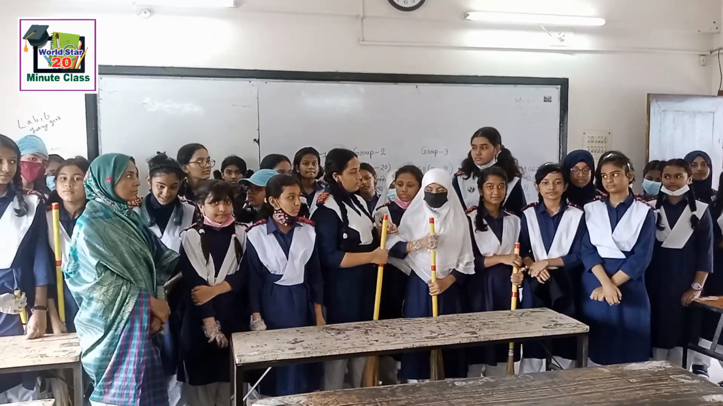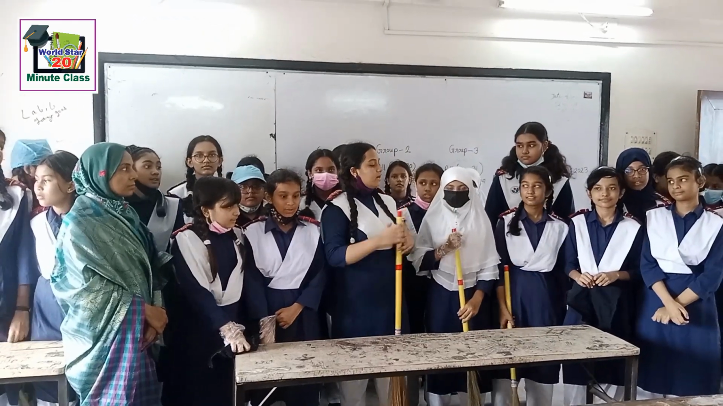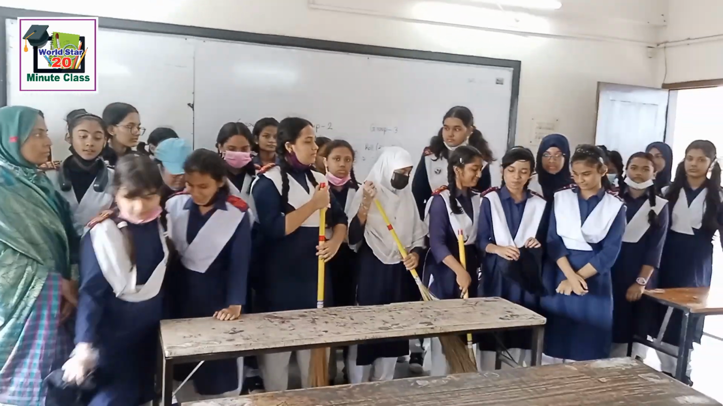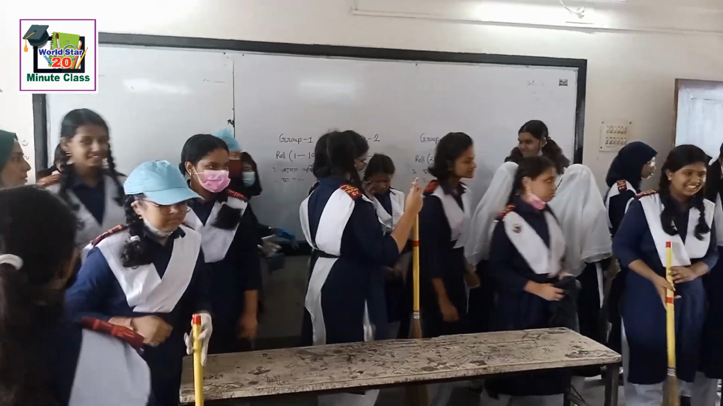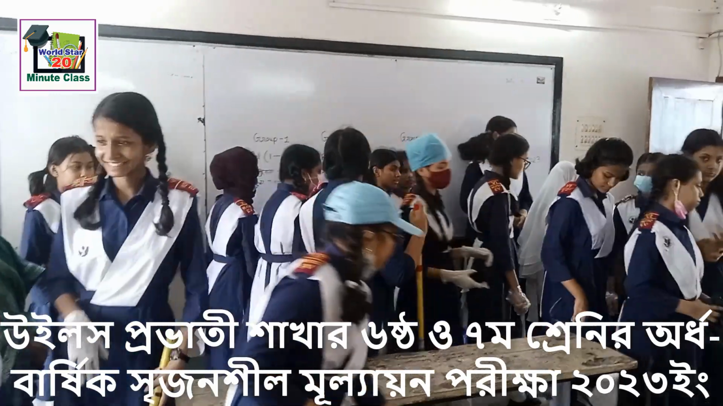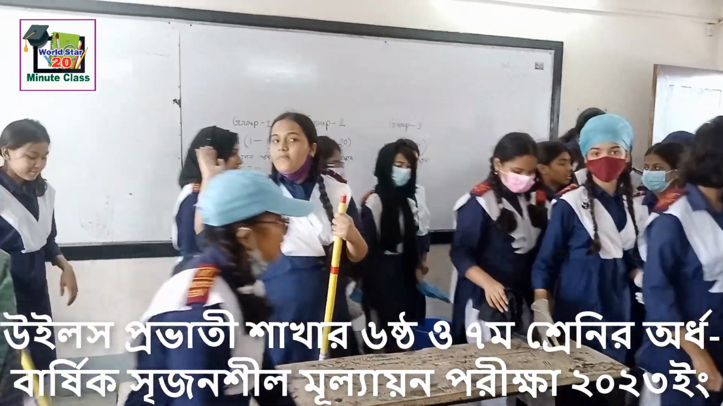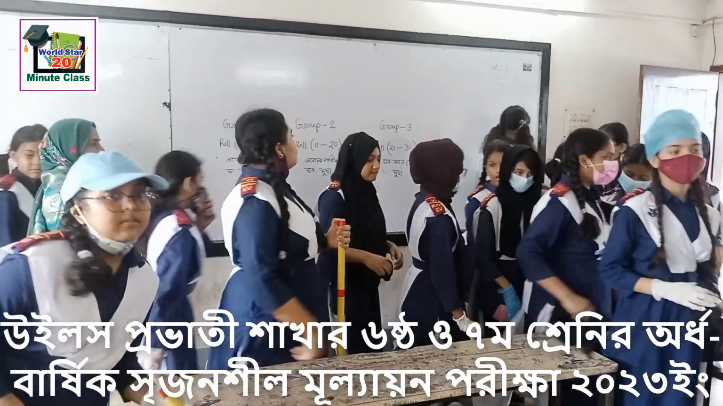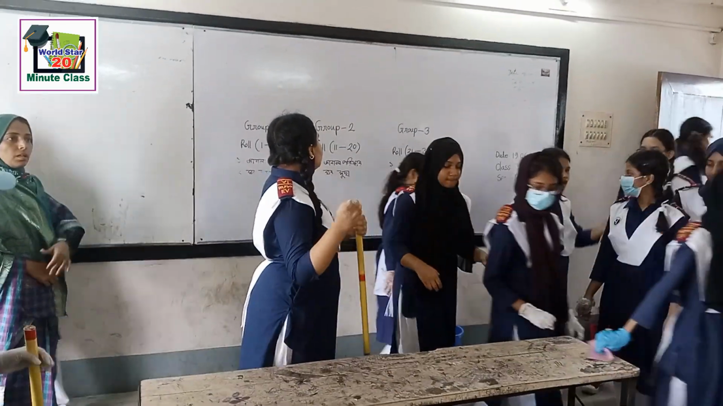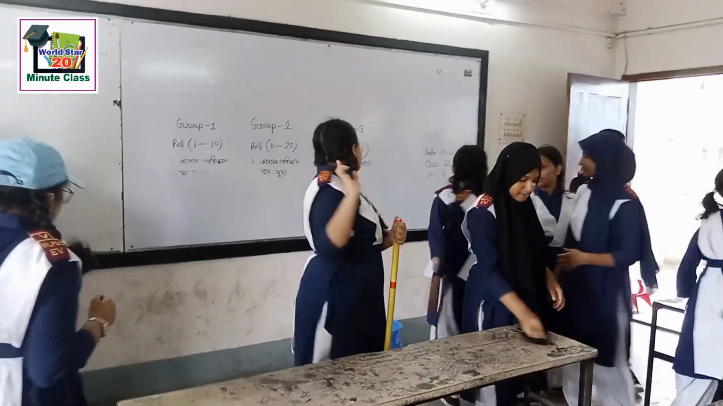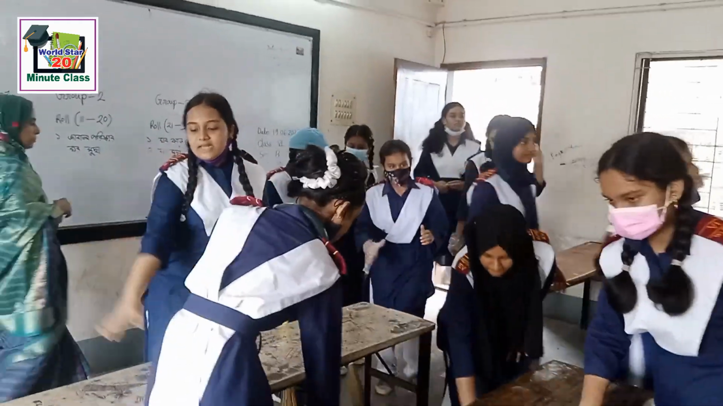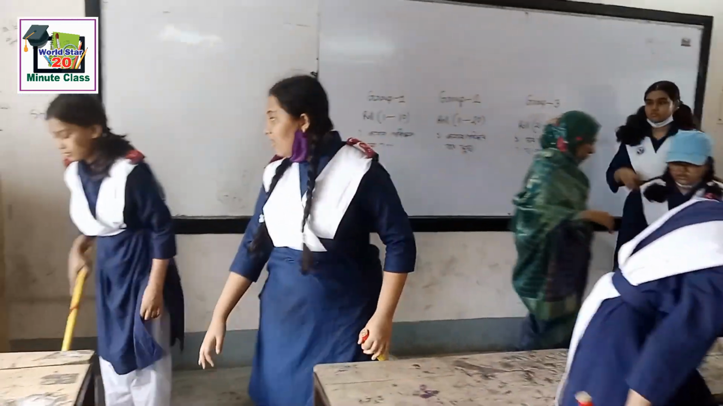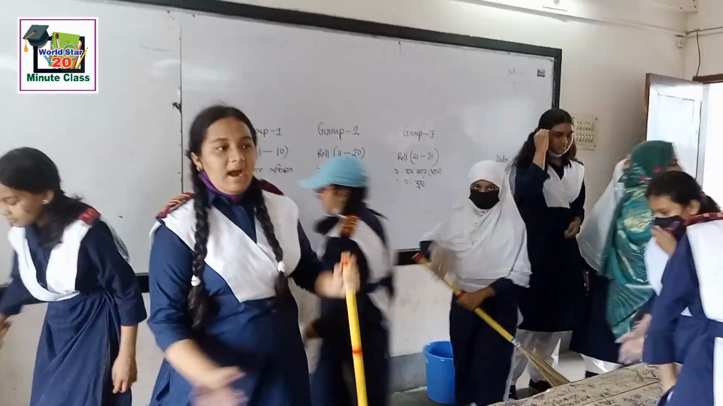Now we will start our cleaning process. Do you know who does which cleaning work? Group 1 is roll 1 to 10. It is for cleaning the windows and our benches. Group 2, roll 11 to 20, cleans the windows and the floors of our classrooms. You can see our classmates, they are working very hard now.